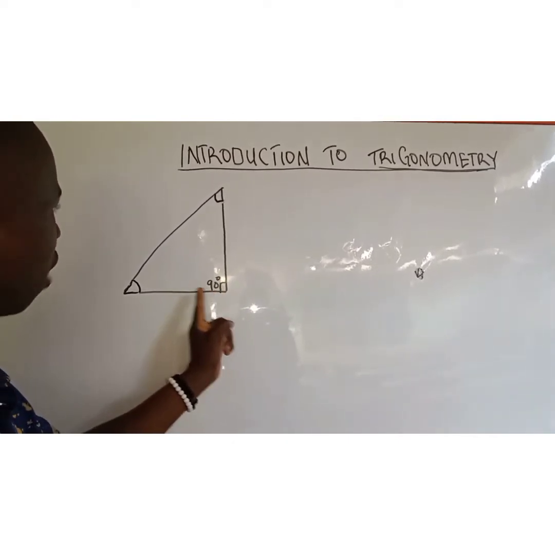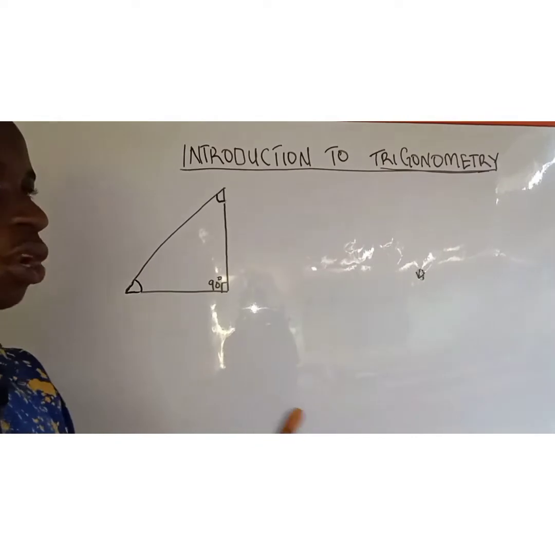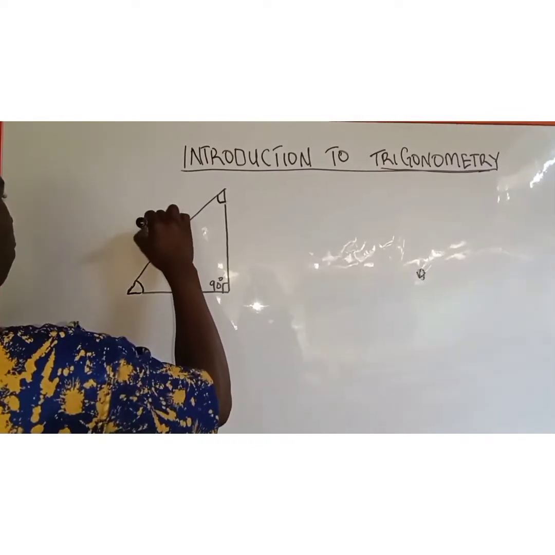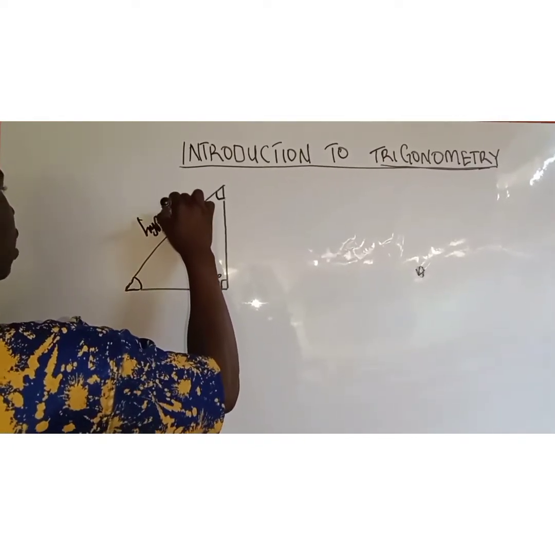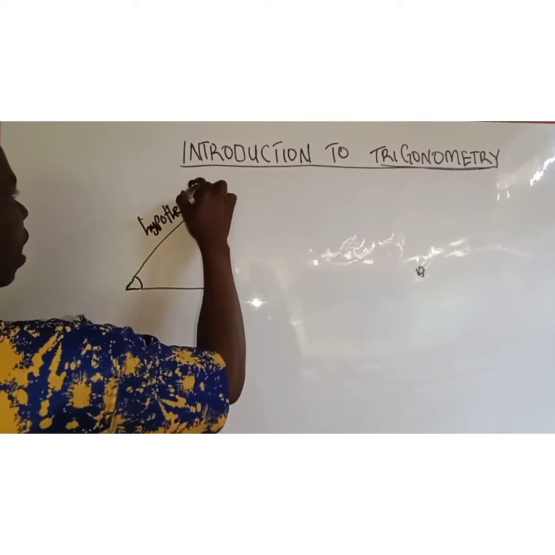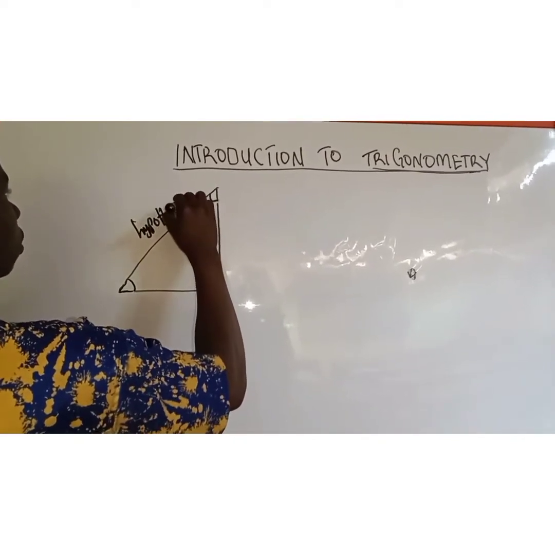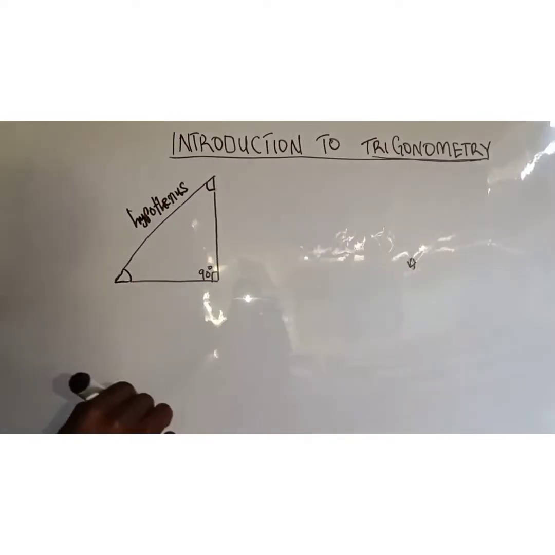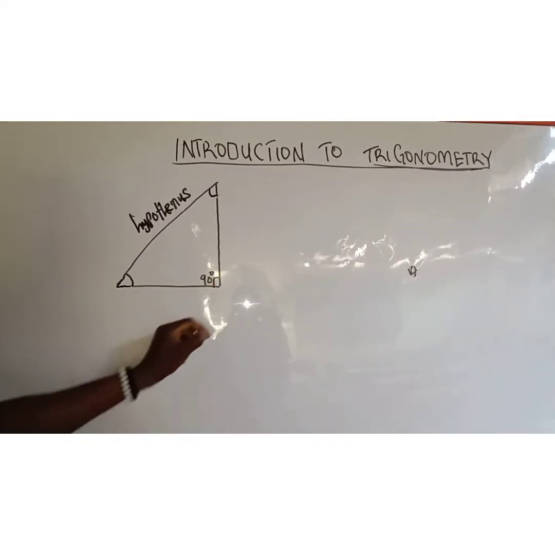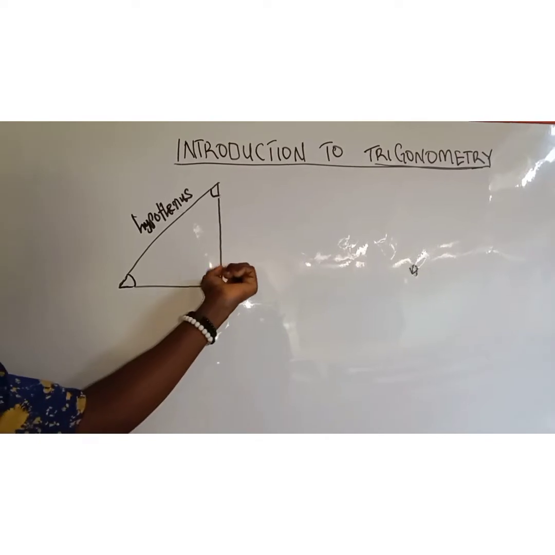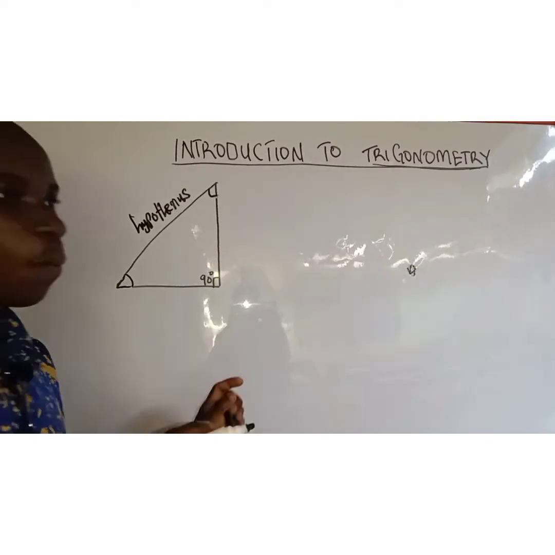The side facing this 90 degree angle is called the hypotenuse. It's called hypotenuse, which is the longest side of this right angle triangle. Then for the remaining sides, we have adjacent and opposite.